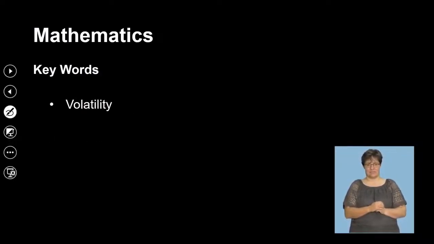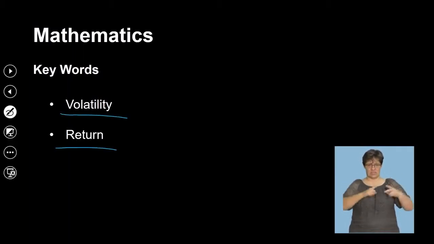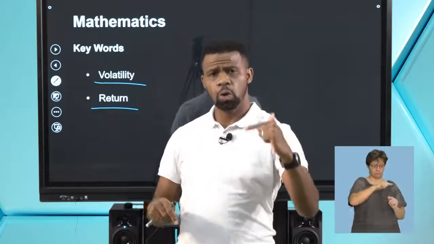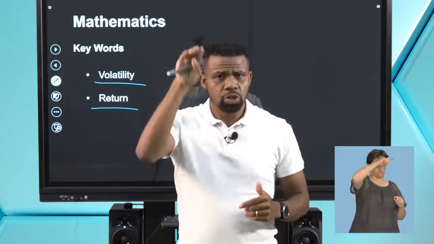Now, let's look at some of the keywords, which are volatility and return. Low volatility means a lower deviation from the average. The movement is not that rapid, but where volatility is high, the movement is rapid.